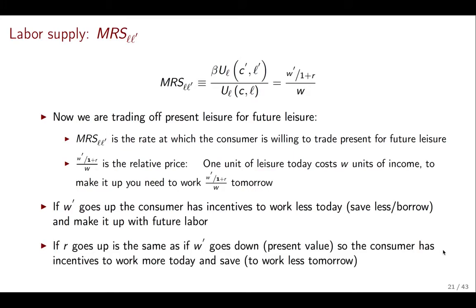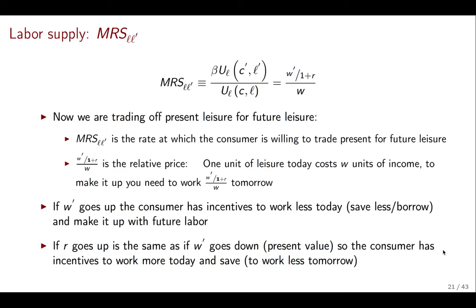Okay, that's going to be important because if the interest rate changes, that looks exactly the same as wages changing. Actually, if the interest rate goes up, that's the same thing as W going down in present value. So the consumer has incentives to work more today and save, so as to work less tomorrow. So in this world, an increase in the interest rate is the same as a decrease in future wages, or equivalently in the present value of future wages.